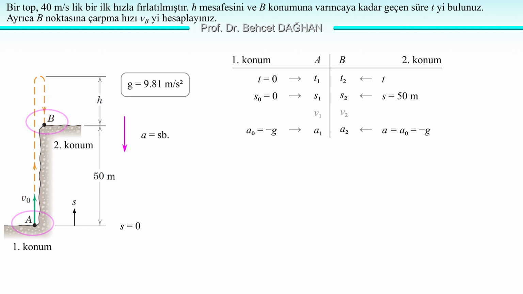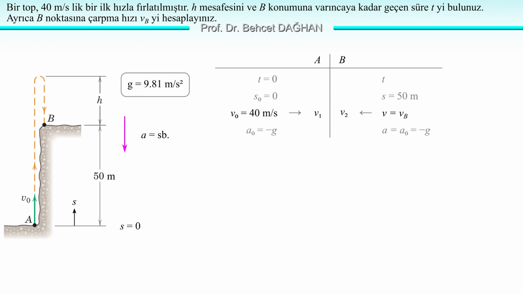Let's look at the velocities. The velocity at position A is the initial velocity. The velocity at position B is the velocity of impacting the ground. The velocity of impacting point B, we don't know that either. Now let's find t. We can find t using the s function t relation. In this relation, the only unknown is t. If we substitute the known values, we can find t, s is 50 meter.